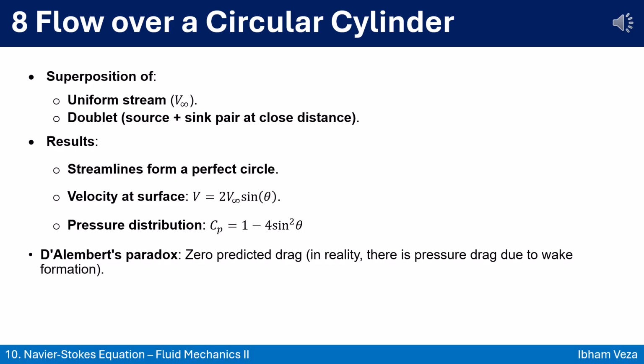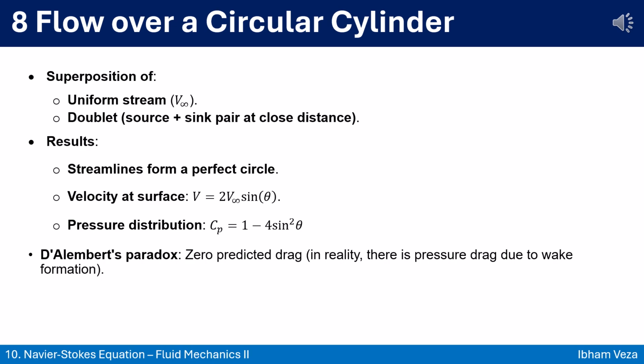When we superimpose a uniform flow with a doublet, a closely spaced source and sink, we get a classic result in potential flow: flow over a circular cylinder. It's elegant, mathematical, and visually satisfying. The streamlines form a perfect circle, wrapping symmetrically around the object. At the cylinder surface, the velocity varies with angle, given by v = 2V∞ sin θ.